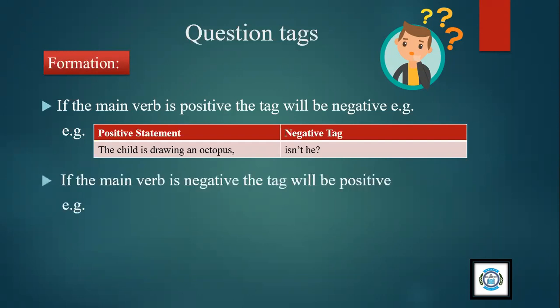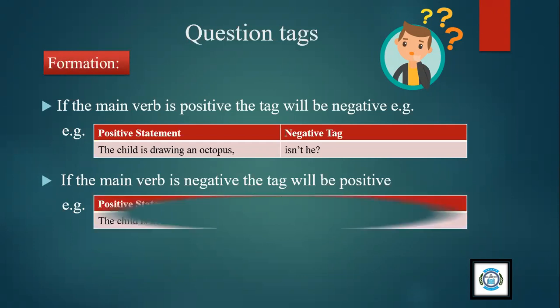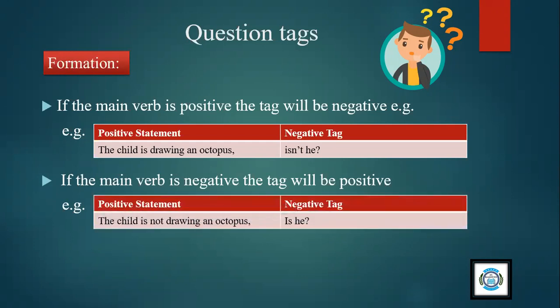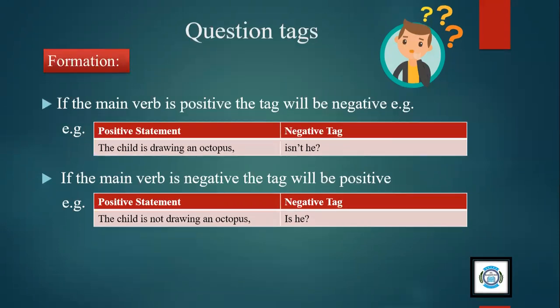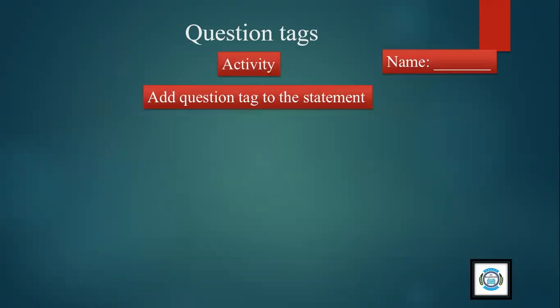Similarly, if the main verb is negative, the tag will be positive. For example, here you see, the child is not drawing an octopus, not drawing, okay? The main verb is in negative form, okay? So our tag will be positive. The child is not drawing an octopus, is he? Okay.